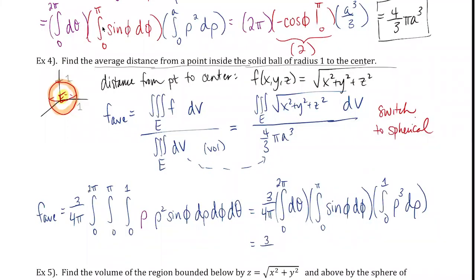Okay, and so here I'm able to do the triple integral again, just like above. This integral, just like above, we already found out was 2. My last one is going to be rho to the 4th over 4 from 0 to 1, which is going to be 1/4. And so this is all going to simplify to 3/4. So if you guessed the average distance from a point inside this ball of radius 1 to the center is 3/4, you were right.